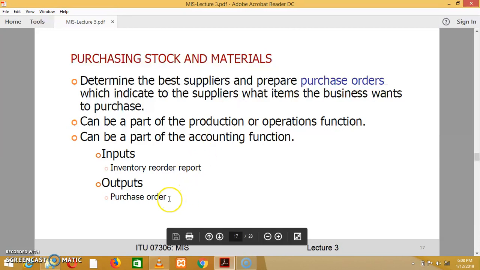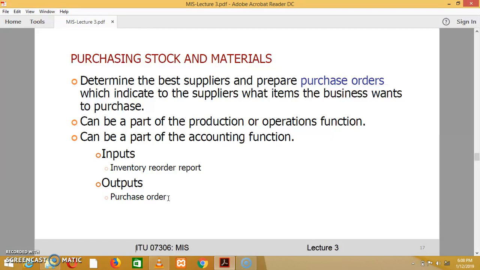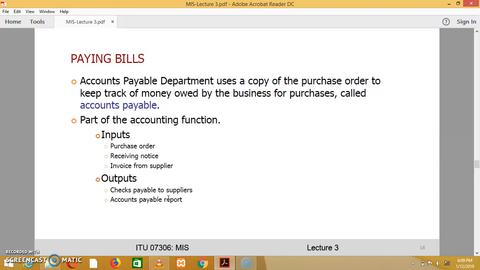So if they go to inventory, the input of purchasing stock and material is the inventory order report, because we need to get more inventory, and then we give out the output. Here is the purchase report from the supplier, and after we get the purchased inventory, we have to pay bills. Let's say we pay bills to those suppliers that we bought from: purchase order, receiving notes, invoicing for supplier.